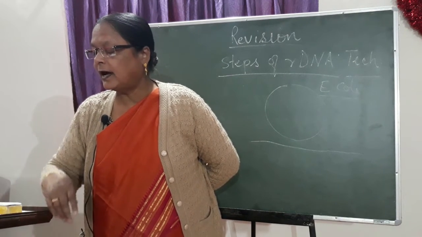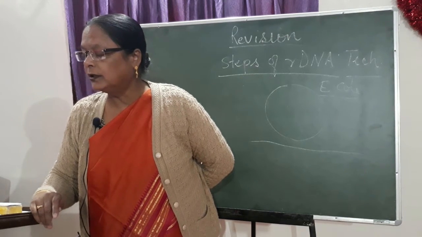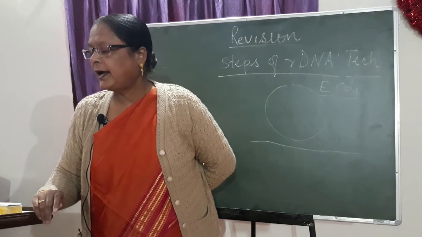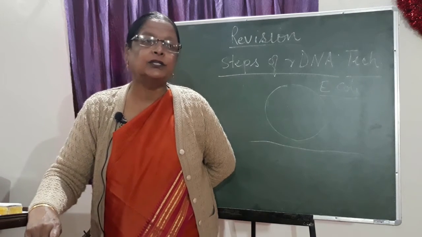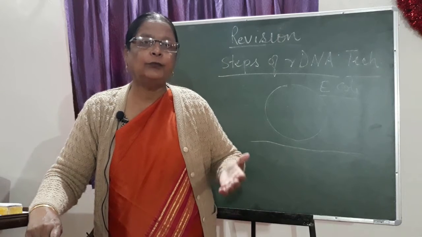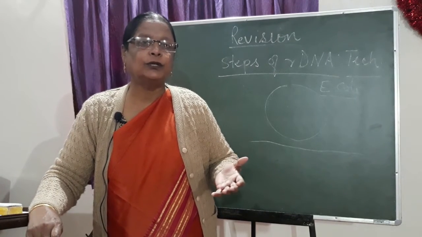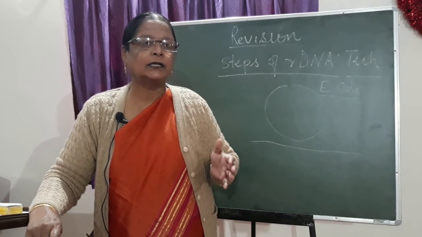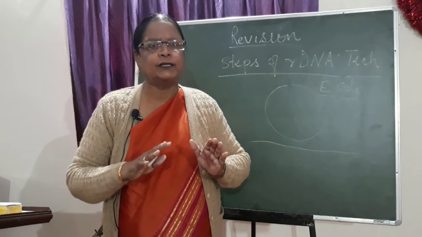Then lastly, the cell is allowed to carry on the expression of the inserted gene, and thus a large amount of insulin is produced. Now, when many copies are formed, naturally a good amount of insulin is formed. So I hope these steps are clear to you. Very simply, we just have to go step by step.